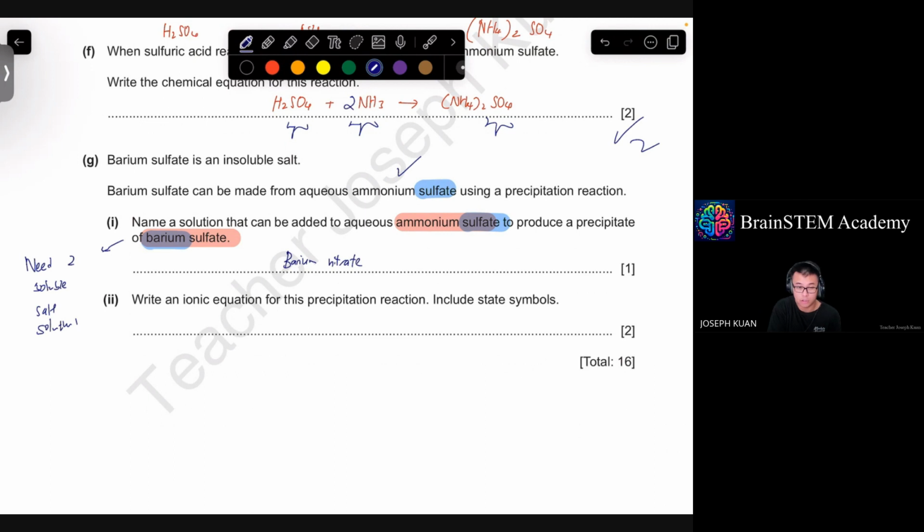Right, nitrate salts are all soluble. And next, write the ionic equation for this precipitation reaction and include state symbols. So it will be barium ions in aqueous form reacting with sulfate ions in aqueous form, forming barium sulfate in its solid form. So that's the answer, including the state symbols.